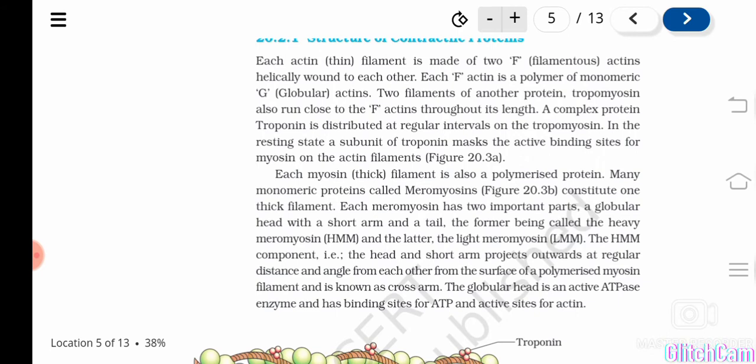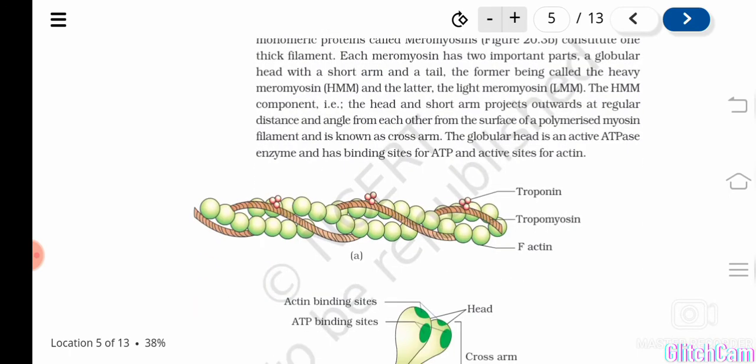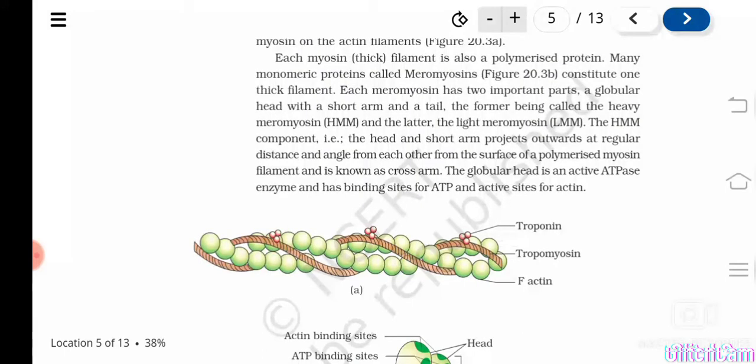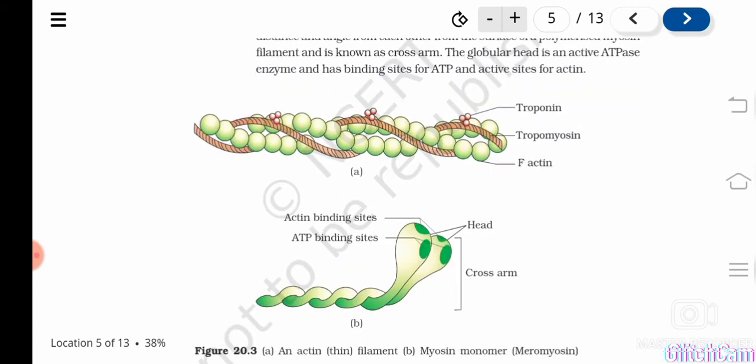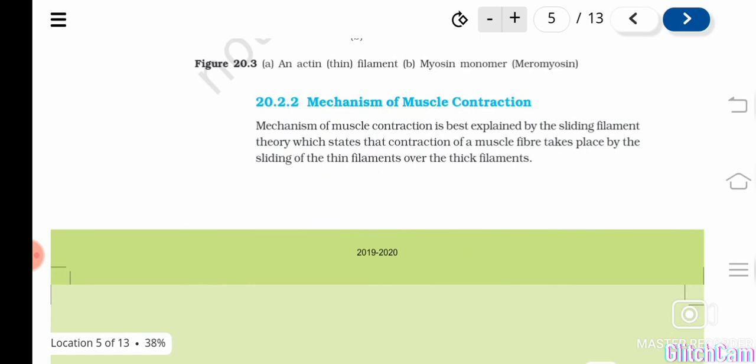So then you have to say about F-actins. Then you have to say about tropomyosin and troponins. This many are there in actin. And myosin consists of what? They are polymers of meromyosin. Each meromyosin has a head region, a short arm that forms HMM, and a tail known as LMM. The HMM component forms the cross arm with the actins. And this head region has the ATP binding site for actins. Now let's study about the mechanism of muscle contraction.